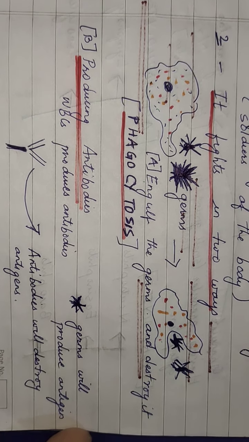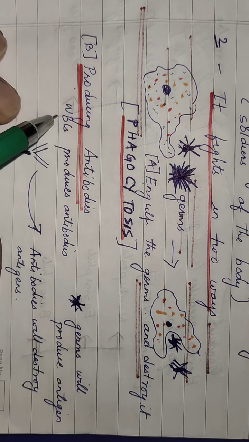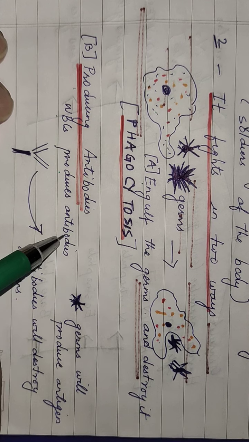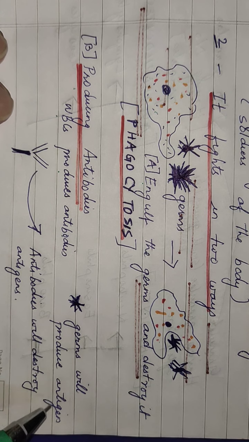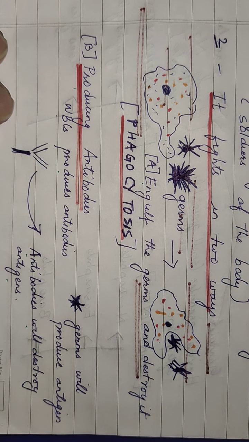Next function is it helps in producing antibodies. WBCs will produce antibodies and the germs will produce antigens. So antibodies will destroy antigens.